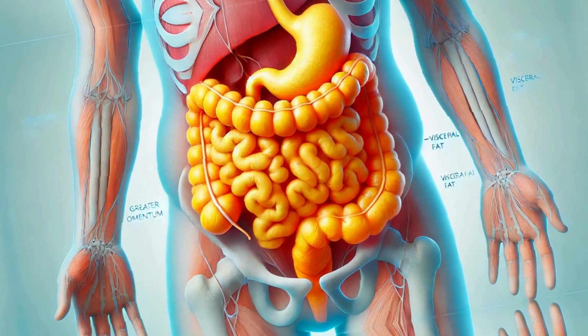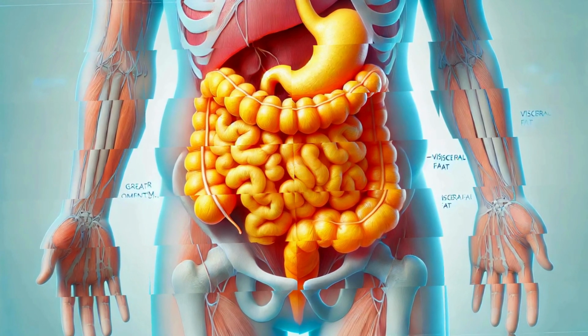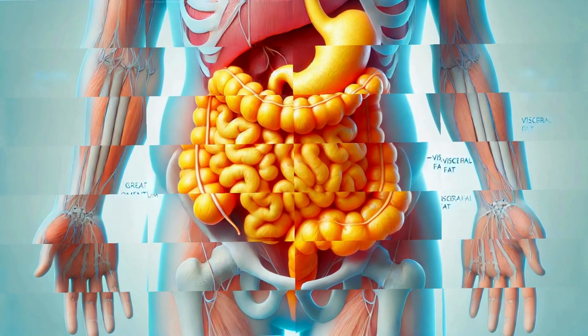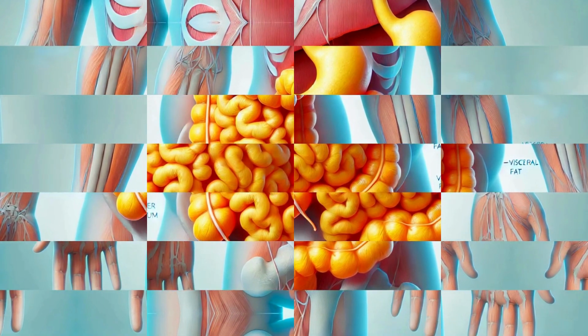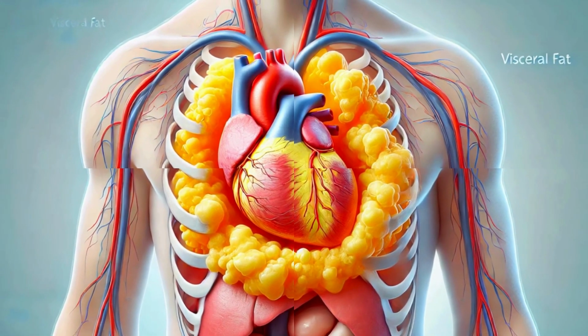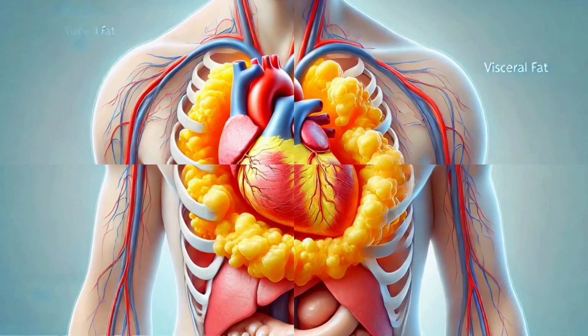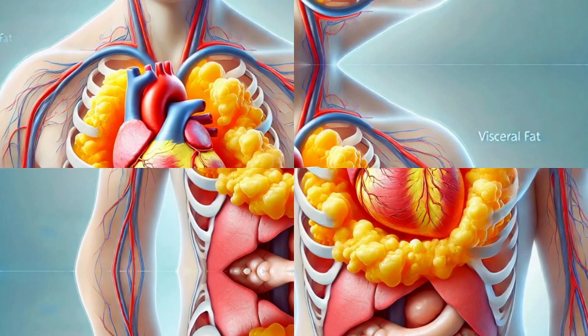Examples: the greater omentum. This apron-like layer of fat within the abdominal cavity often thickens with visceral fat, forming fatty appendages around the intestines. Fat around the heart: visceral fat can even encase the heart, increasing the risk of cardiovascular diseases.